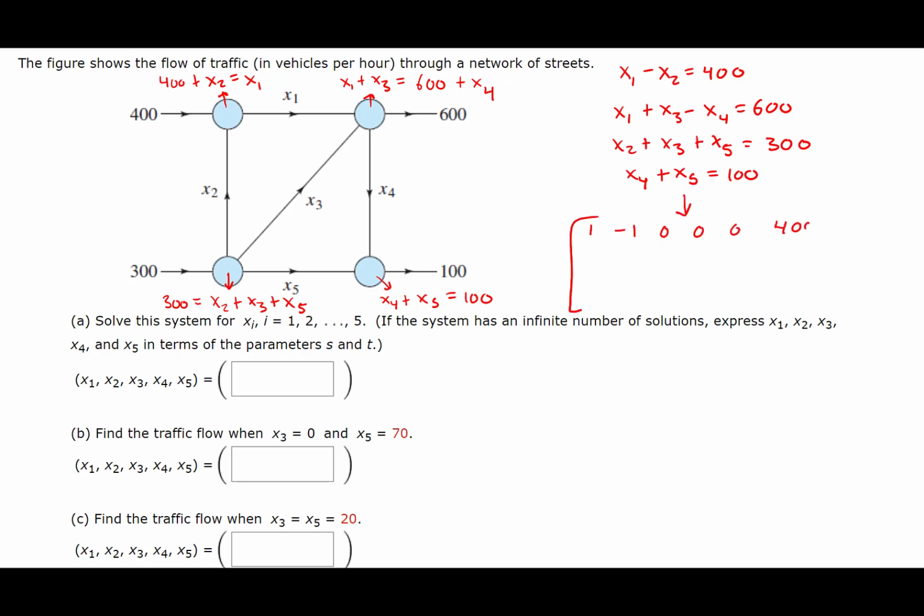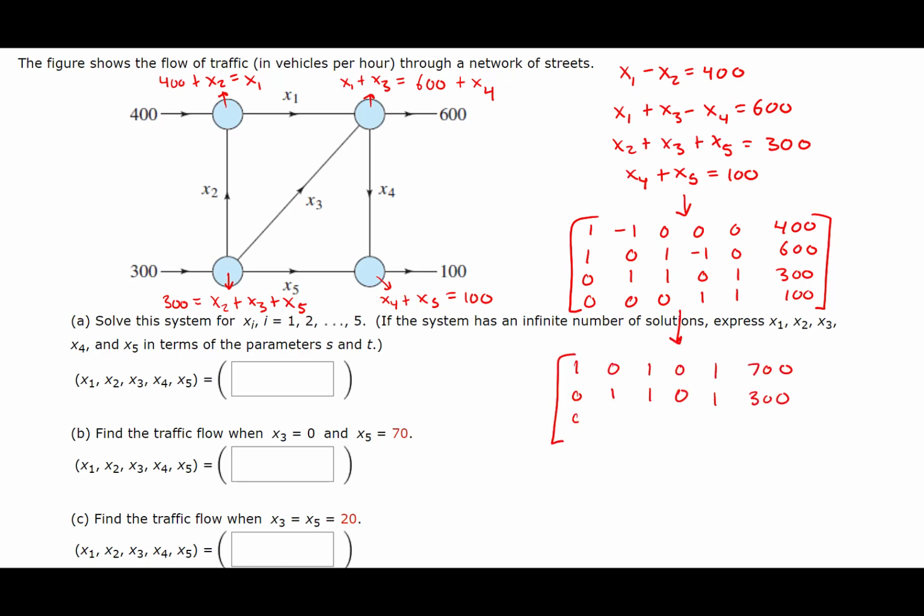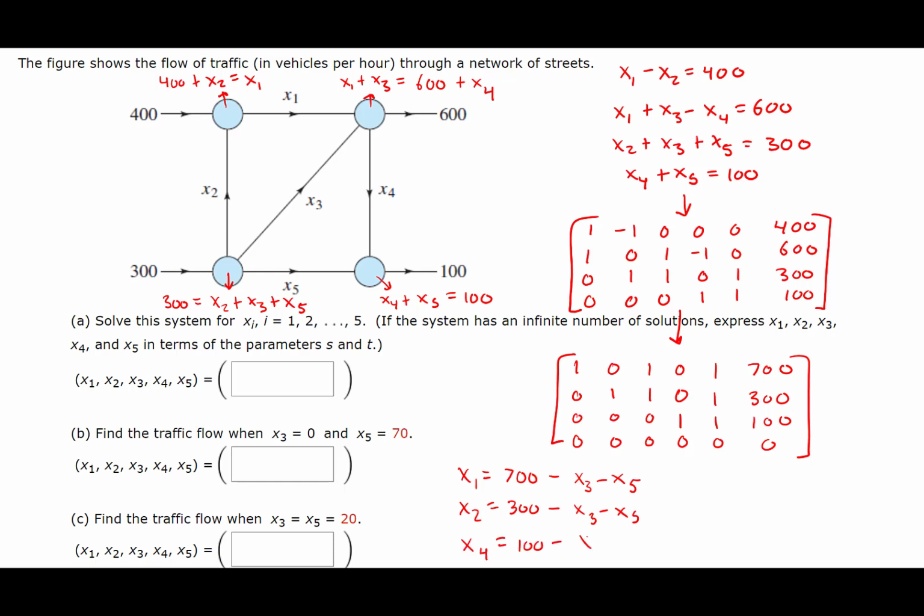Now what you could do is set up the augmented matrix and apply those mathematical moves to get into reduced echelon form. And I have that shown here. And then we can describe our solution. Right? The top row is saying x1 is equal to 700 minus x3 minus x5. Second row is saying x2 is equal to 300 minus x3 minus x5. And x4 is just equal to 100 minus x5.